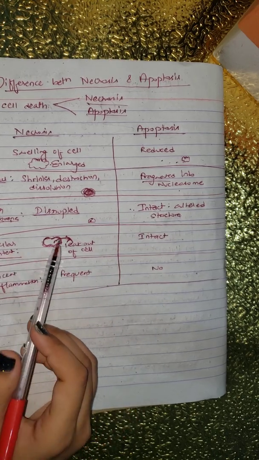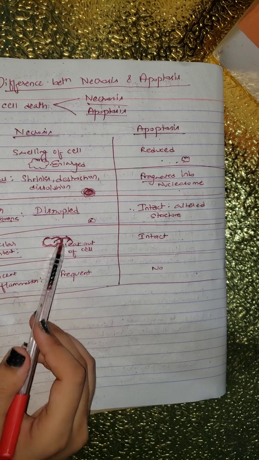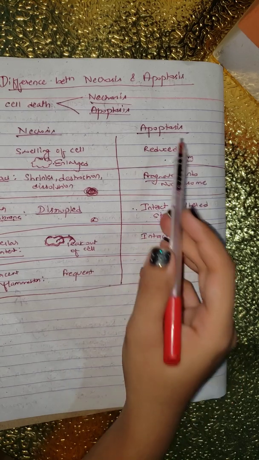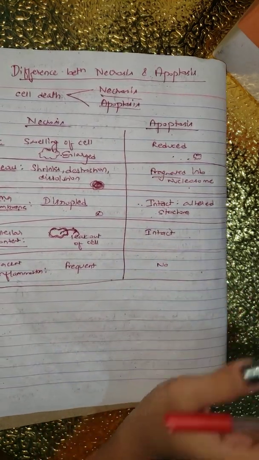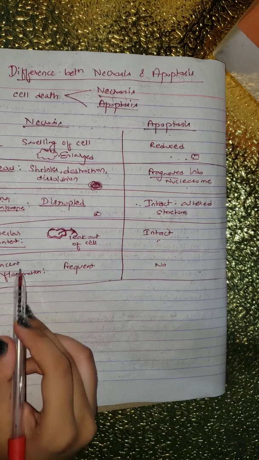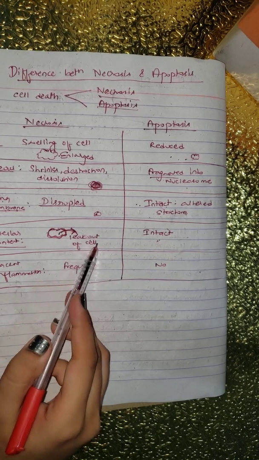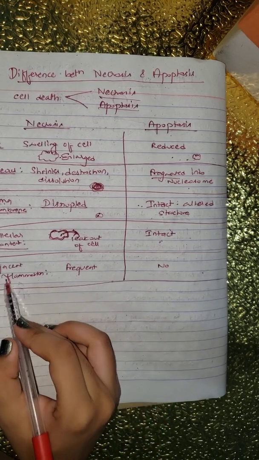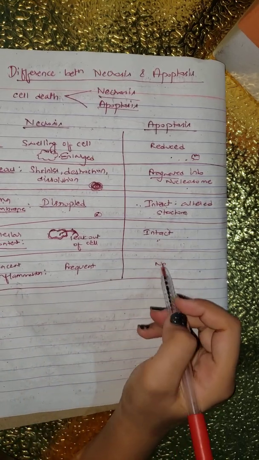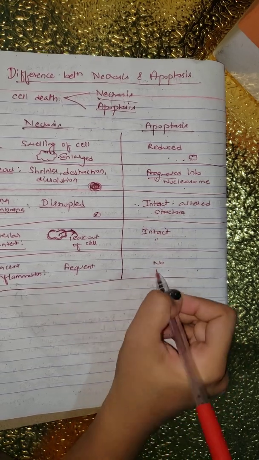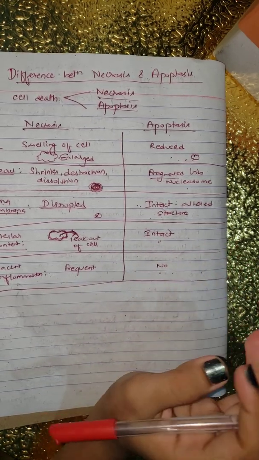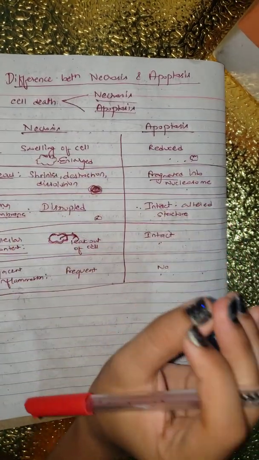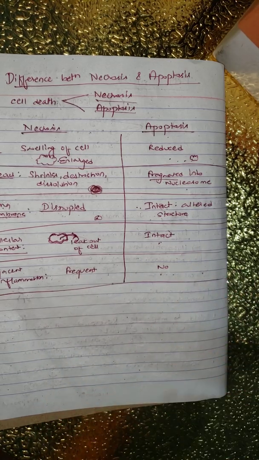Cellular content also: here, if the thing is enlarged, the outer membrane will get weak and the content will leak out, while in apoptosis the outer membrane is not weak, so it is intact. Adjacent inflammation: of course, something is leaking out, so the inflammation easily spreads, so adjacent inflammation is frequent, while in apoptosis it is not frequent. So these are the very basic features of necrosis and apoptosis, and also the differences between them. This is a very common question in pathology.